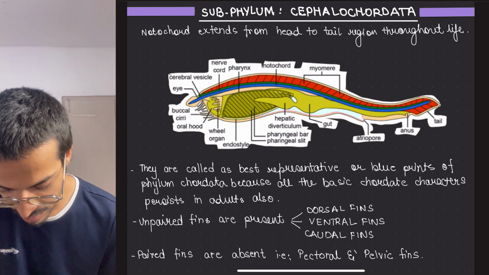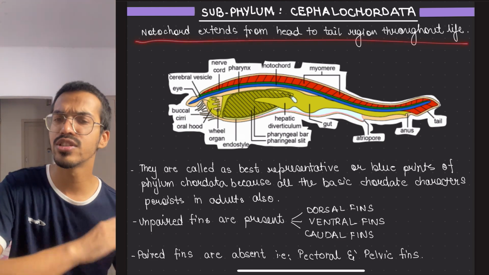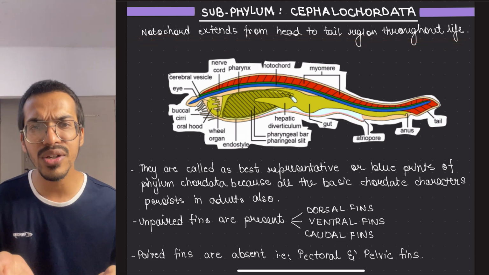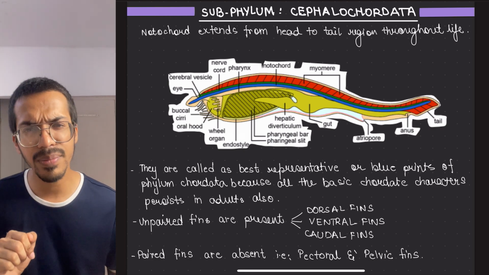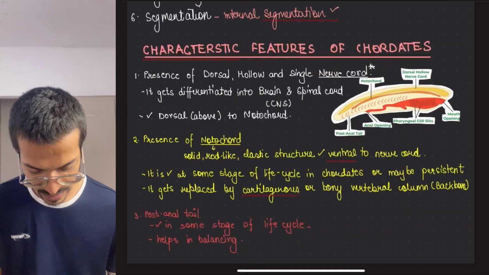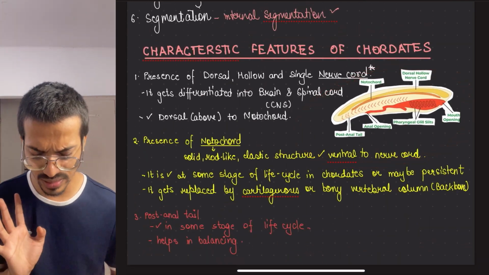Next, the notochord exists from the head to the tail region throughout their life. Now, if you see, this looks similar to the basic chordate structure we made. Can you see this? If you remember, we have studied this, it looks similar to it, right?